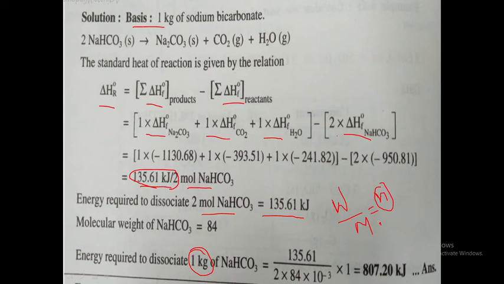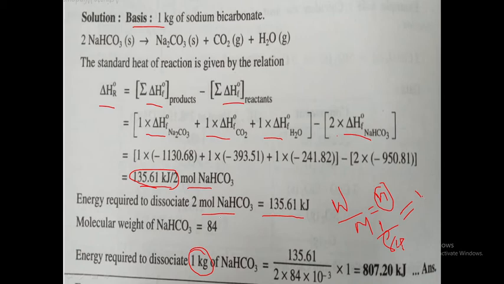So here the weight is 1 kg. The molecular weight of NaHCO3 is 84. So 1 divided by 84 is equal to the number of moles. Is it correct? So that is the n value. So this much n we have, is that right?